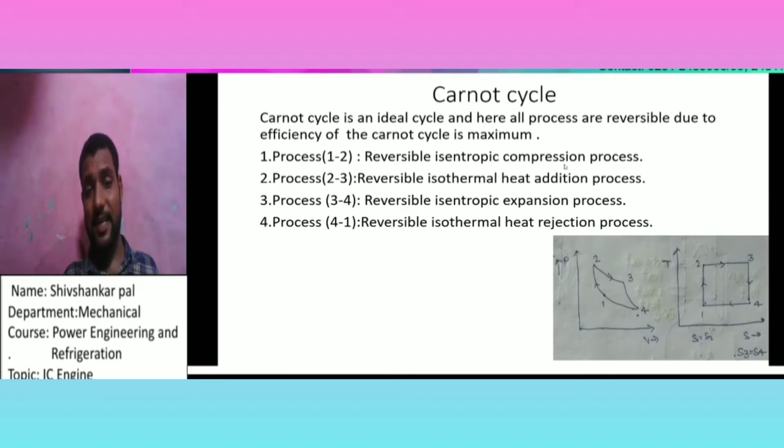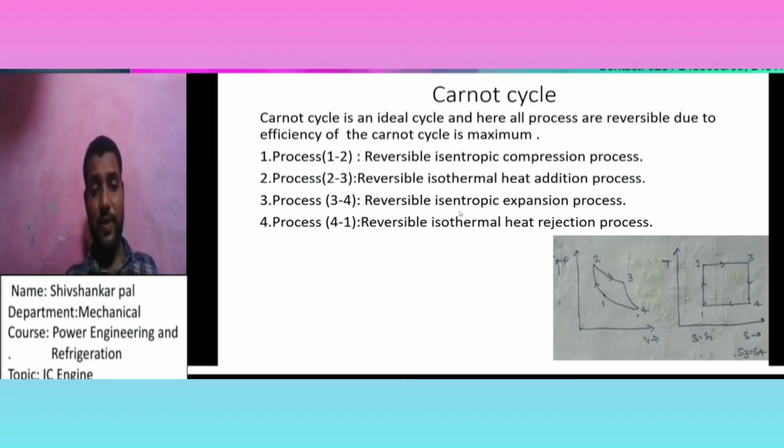In the TS diagram, in isentropic compression, heat is constant, and when there is no heat transfer, entropy is constant. So from 1 to 2, our entropy is constant due to the adiabatic process. And 2 to 3 is the isothermal process. You can see that in the 2 to 3 process the temperature is constant, T2 is equal to T3. That is our isothermal heat addition.